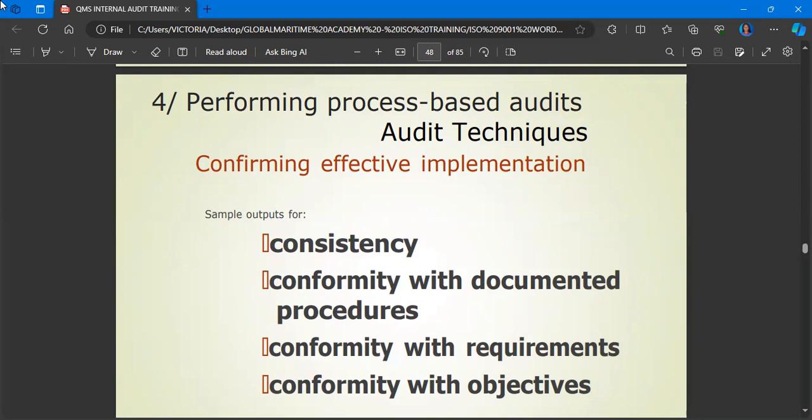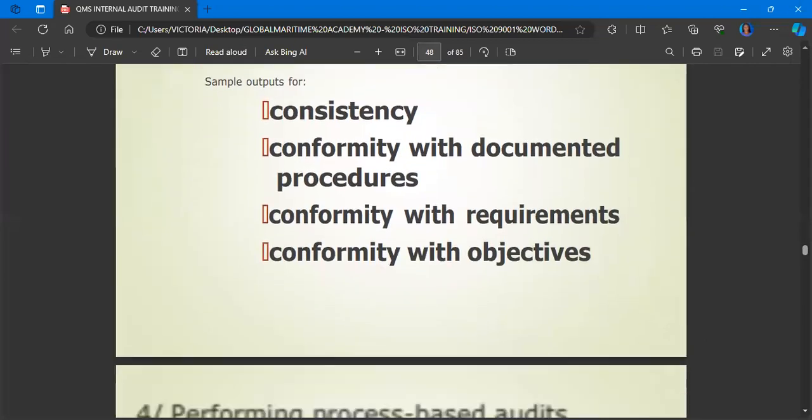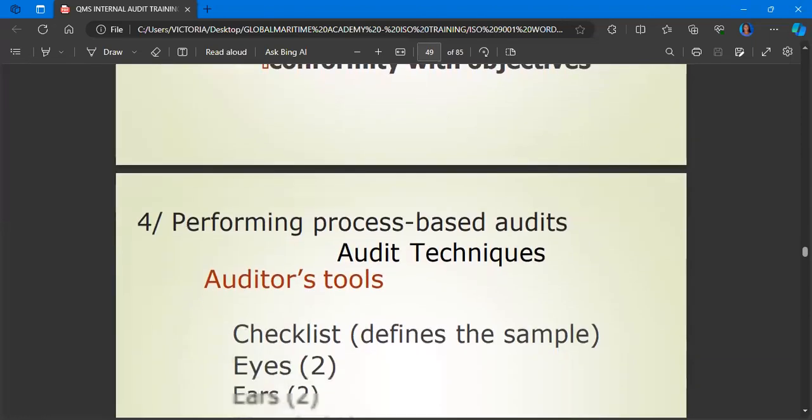Conformity with documented procedures. Are they working in accordance with what they have put in their procedures? Conformity with requirements. Is that organization working in accordance with the requirements of ISO 9001:2015? You have to check all those things. What about their established objectives? Are they working in accordance with them?